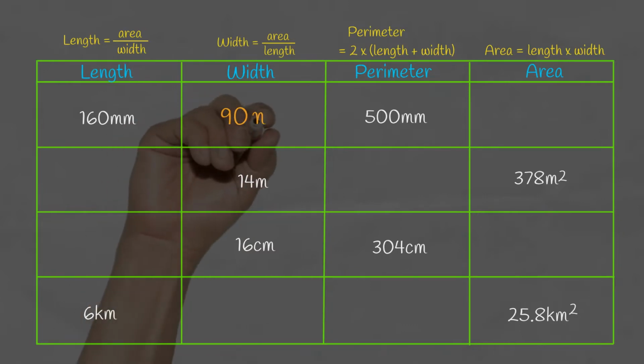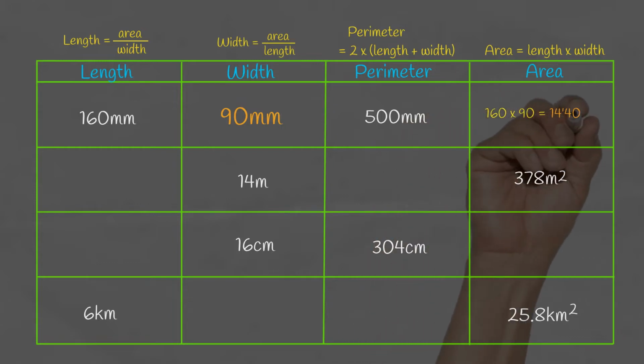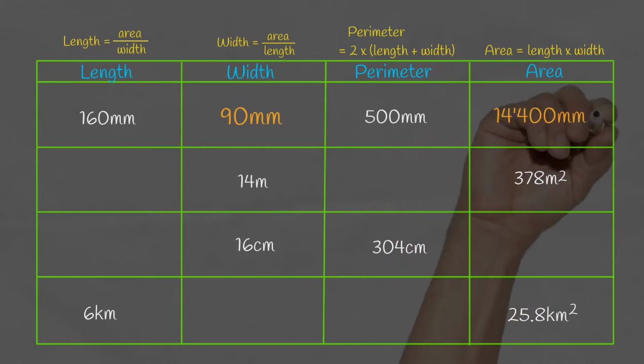And now we have the width is 90 millimeters, we can work out the area because the area is length times width. So that's 160 times by 90, so it's equal to 14,400 millimeters squared. And for the second rectangle, we have the width and the area. And first we're going to work out the length.